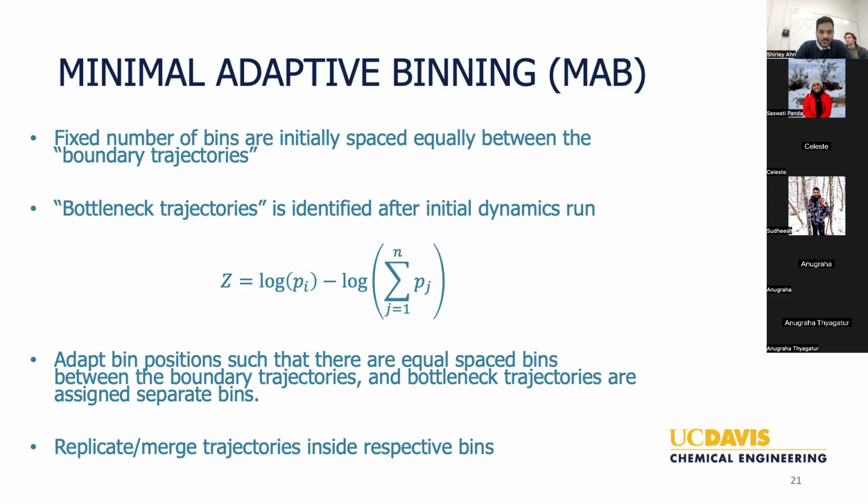After the identification of the bottleneck trajectories, the bins are repositioned in such a way that there are equally spaced bins between the boundary trajectories again, but we also ensure that the bottleneck trajectories are placed in different bins and assigned to separate bins. This means that the bottleneck trajectories and the boundary trajectories are all in different bins. This helps in efficiently replicating or merging the trajectories inside the respective bins.